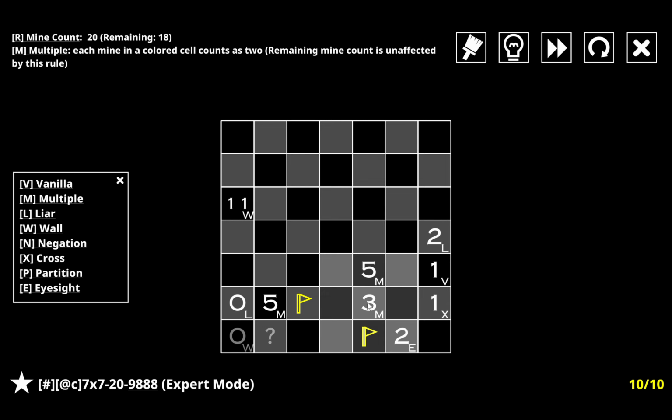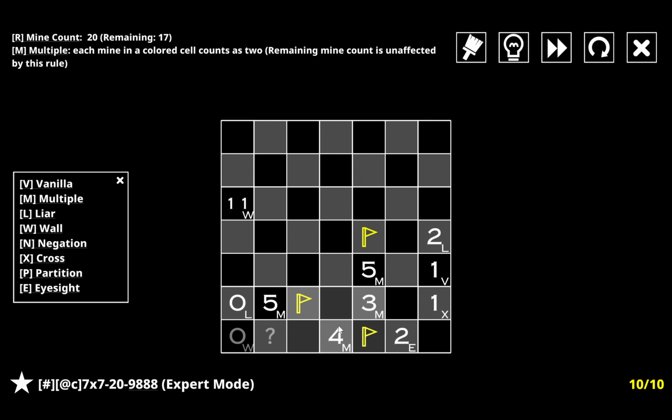What we now see is we have a 3-5 multiple pairing. We know that the 5 multiple must now have at least 3 up here, so we can mark that. We also know it does not have room to have 5 up there. So this 3 can't have 3 of its mines down there. We can then mark that.